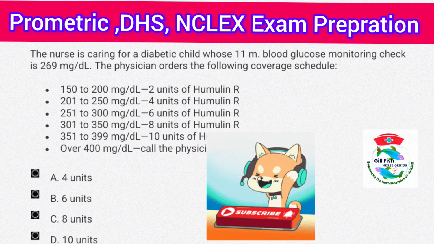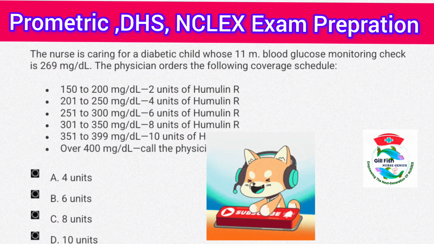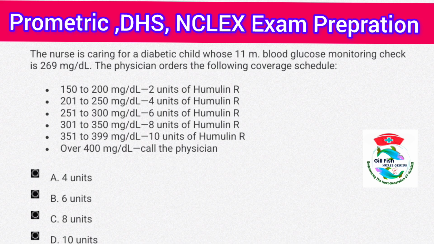The nurse is caring for a diabetic child whose blood glucose monitoring level is 269 mg per deciliter. The physician ordered the following coverage schedule. So what are the categories given? 150 to 200 mg means 2 units of human insulin, and 201 to 250 mg per deciliter means 4 units of human insulin.